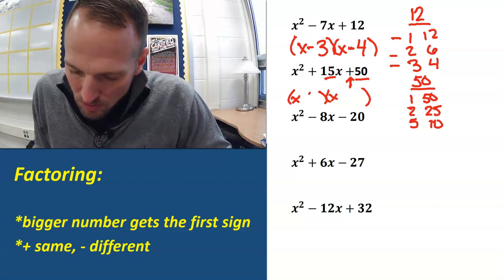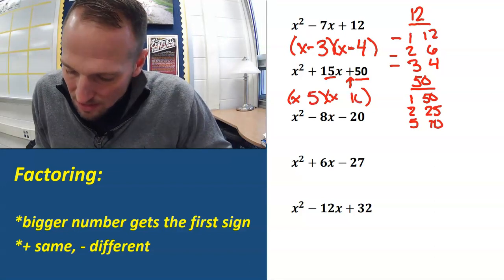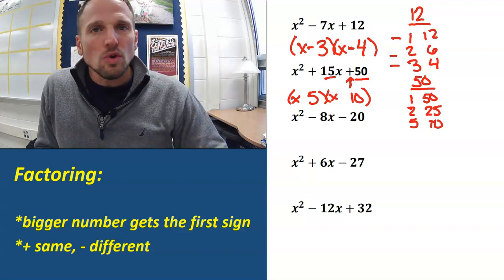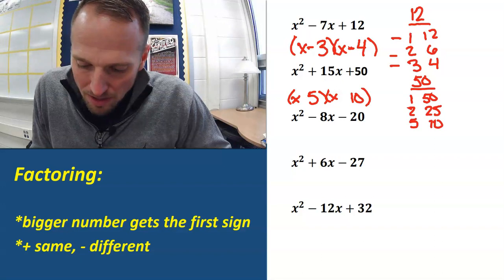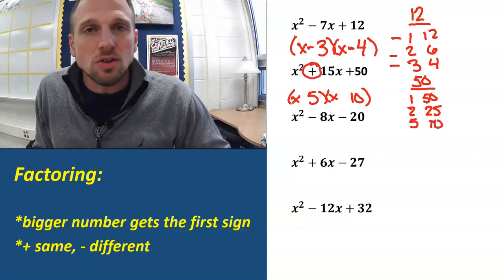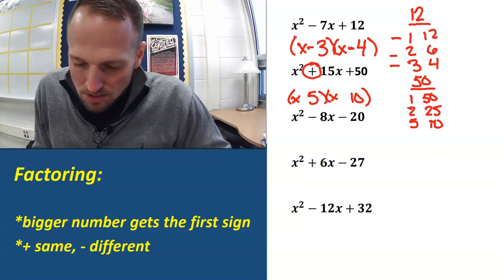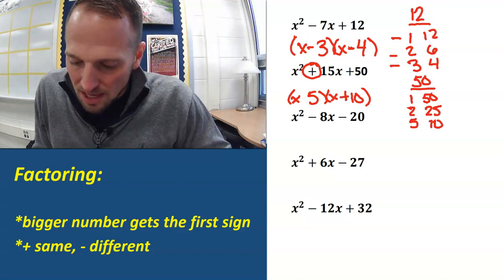And those two numbers are going to be 5 and 10. And again, it doesn't matter what order you put them in. Either way is going to be fine. But what does matter is that the first sign has to go to the bigger number. So that plus is going to have to go with the 10.